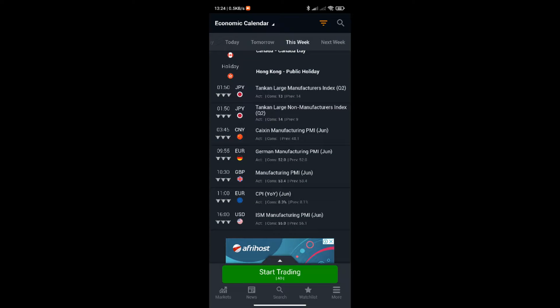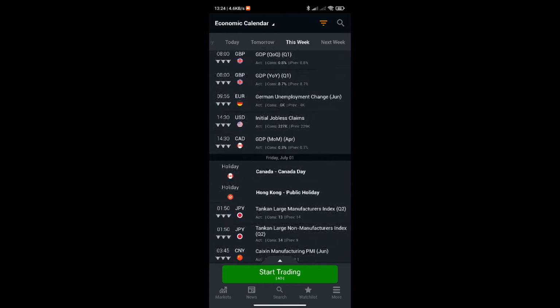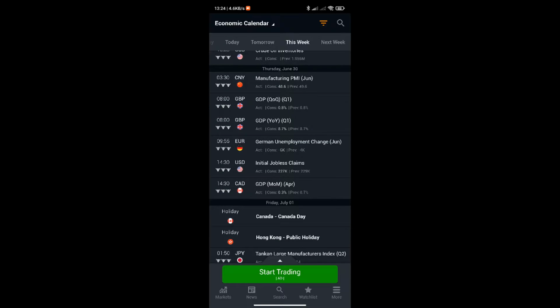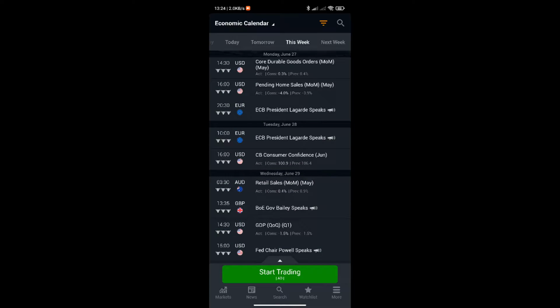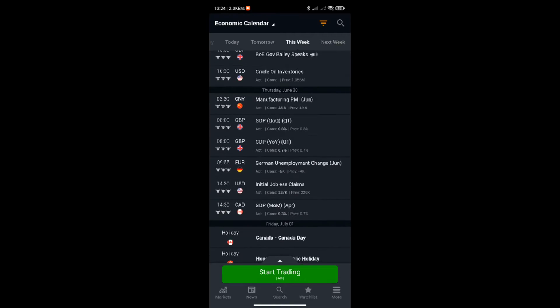those will be the most, and the German manufacturing PMI, but that doesn't usually have that much volatility, and the German unemployment change for GER40 as well. But yeah, those are what we'd be looking at fundamental-wise for the week. We'll just have to be on the lookout for those.